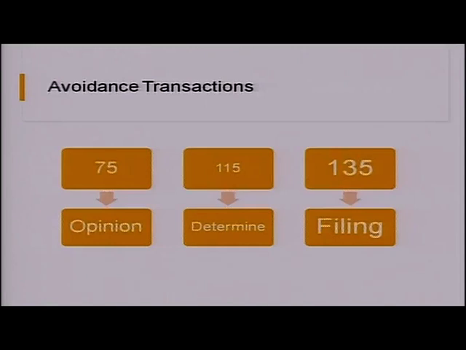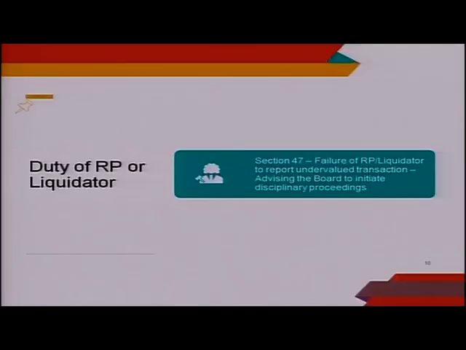This is what I was mentioning in the beginning, that under CIRP, these are the time limits. The RP has to form an opinion about the avoidance transaction, that means its existence, which is only a prima facie opinion, within the 75th day, because everything is time bound. Then determination is to be done by the 115th day. And then the onus is on the RP to file an application by the 135th day, because we all know that CIRP needs to be completed by the 180th day. So this is all time bound, friends, and RPs are under the obligation to do that.